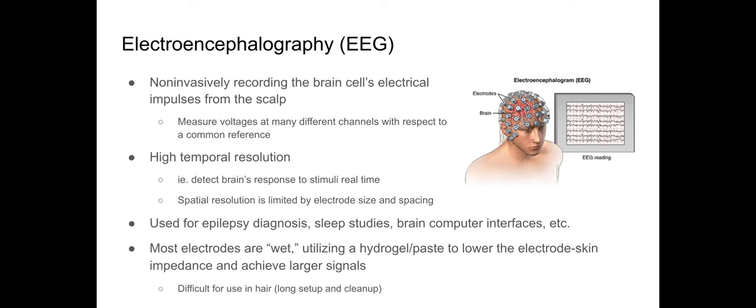Most electrodes used for EEG are wet, so they use a hydrogel or paste to lower the electrode skin impedance and achieve larger signals. But this is difficult with hair, because it takes longer setup and cleanup, and hair adds to that impedance that we're trying to not have. Next slide.